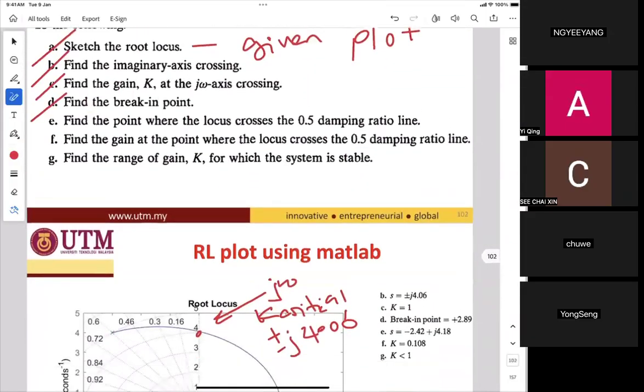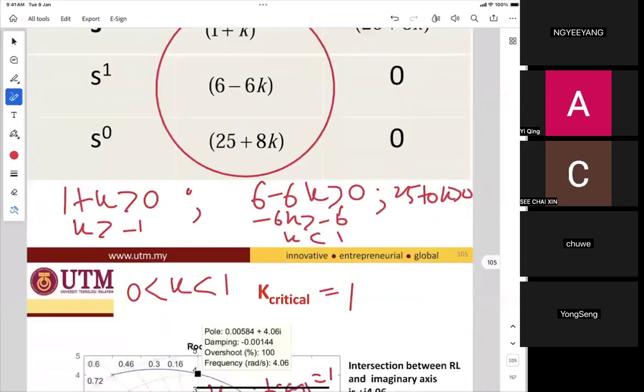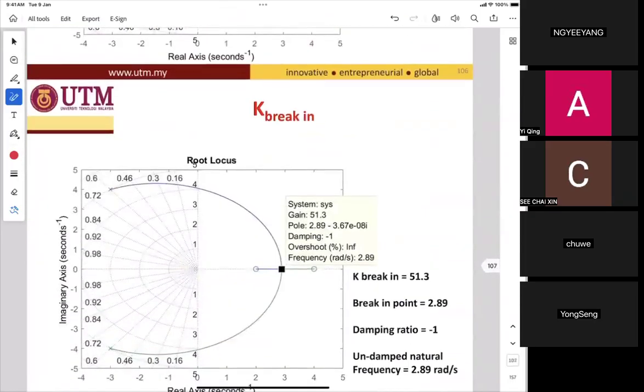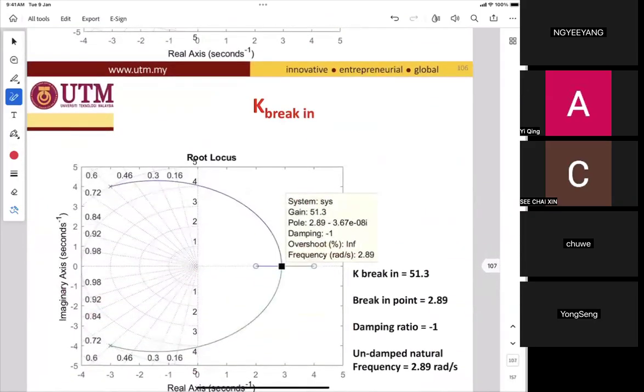Find the break-in point. So the break-in point is somewhere here. The break-in point occurs between two zeros. So the value of the break-in point, can you read it from the root locus over there?